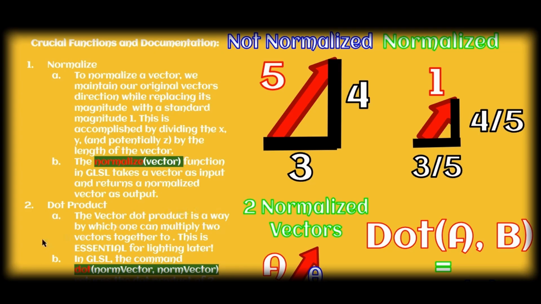Another important function is the dot product. The dot product is a key way by which we can multiply two vectors together. This is essential for lighting later, so please keep it in mind. In GLSL, the dot function, where you put in two normalized vectors, returns the dot product of these two vectors. A dot product, as shown here, you take two normalized vectors a and b, and their dot product will yield the cosine between them. This is extremely important for lighting, and we'll get more into that in a later video.